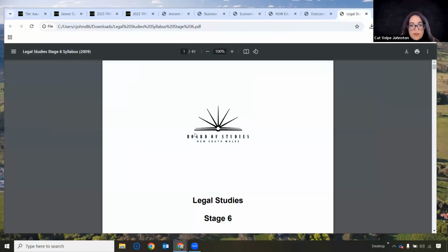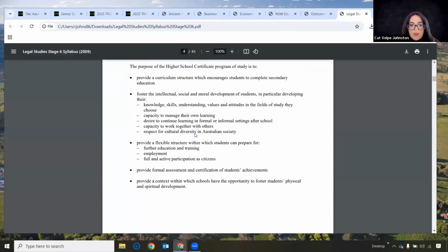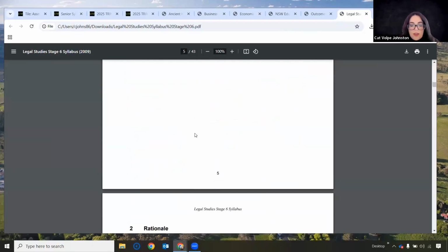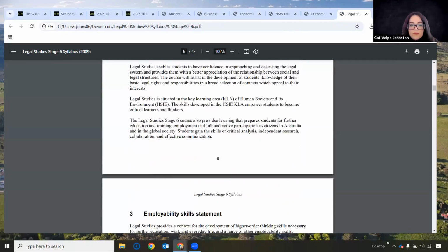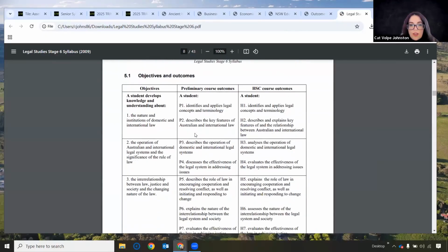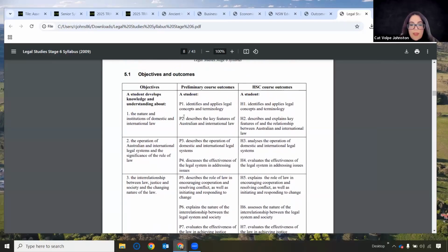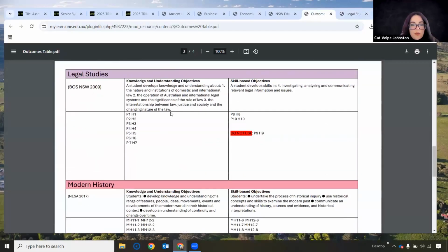legal studies. All right, so legal studies looks similar to what we've looked at before with some of these other ones. The rationale, the aim and objectives. The outcomes are put into a table similar to what we've been used to. The objectives sort of linking which outcomes go with which objective. And I've put that here in this table. So we've got the objectives, and the outcomes, knowledge and understanding, skill-based outcomes, not using the communicate.